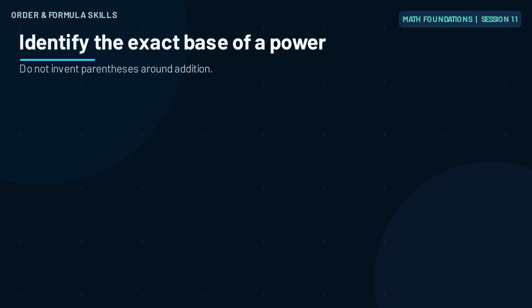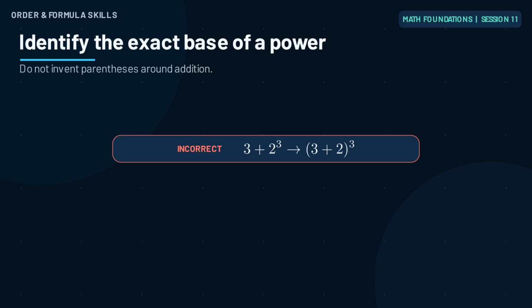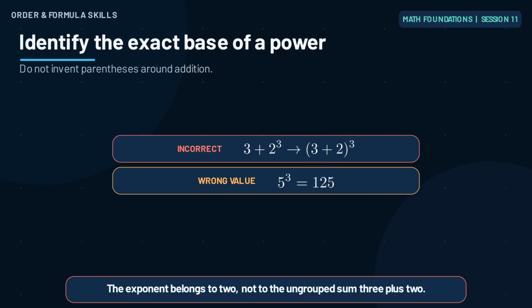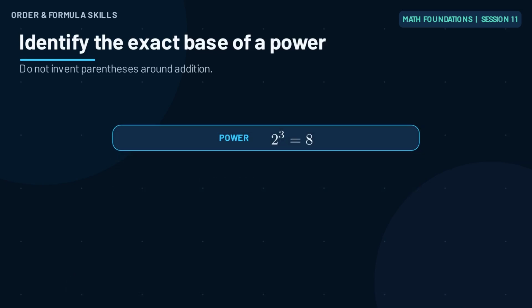An exponent applies before nearby addition unless grouping says otherwise. In 3 plus 2 cubed, incorrect work may add 3 and 2 first. That changes the expression to 5 cubed, or 125. No parentheses group 3 plus 2, so the exponent belongs only to the base 2. Evaluate 2 cubed as 8.